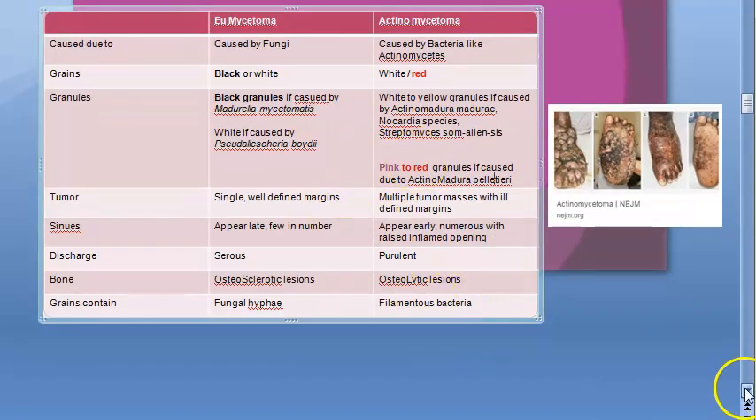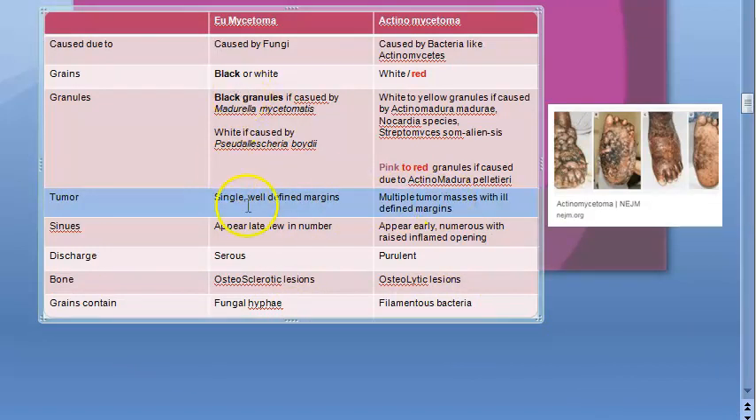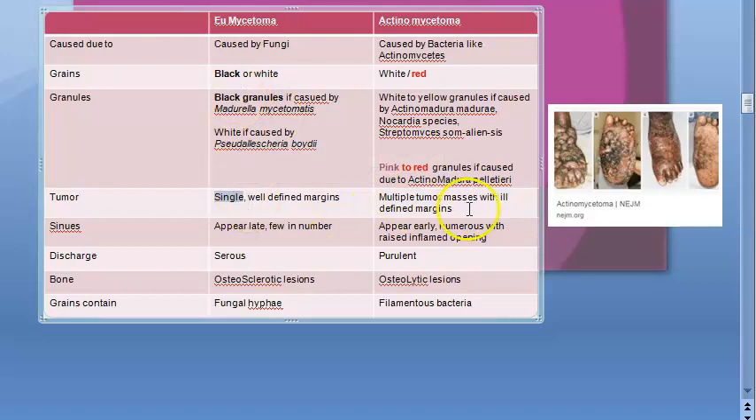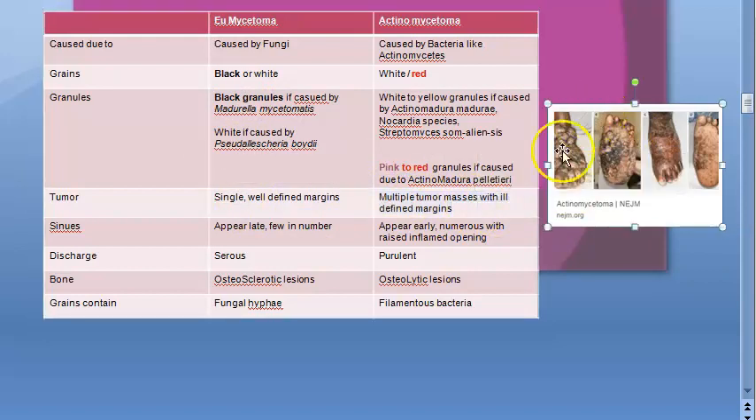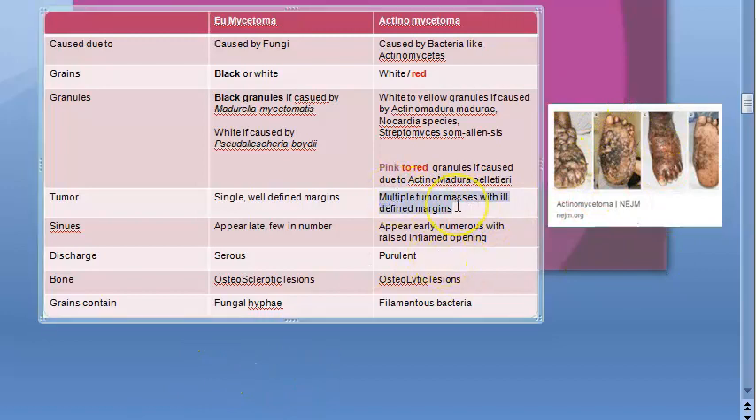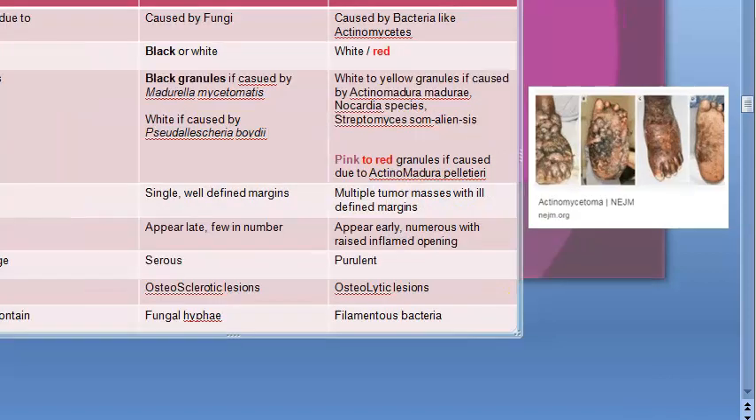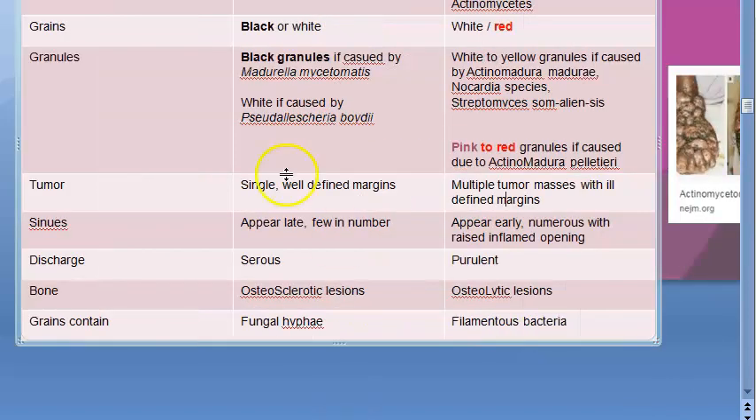Now let's move on to some more differences. Are you ready? Next thing is tumor. In Eumycetoma, the tumor is single. In Actinomycetoma, they are multiple. Everything is going to be more in actinomycetes. Multiple tumors, ill-defined margins, not nicely defined margins. However, in Eumycetoma, there is only a single tumor with well-defined margin. Usually in actinomycetoma, everything will be exaggerated.